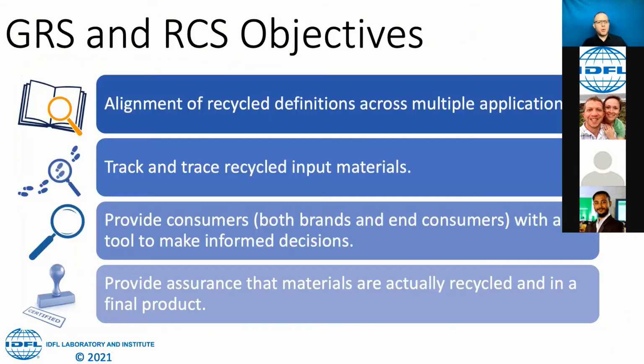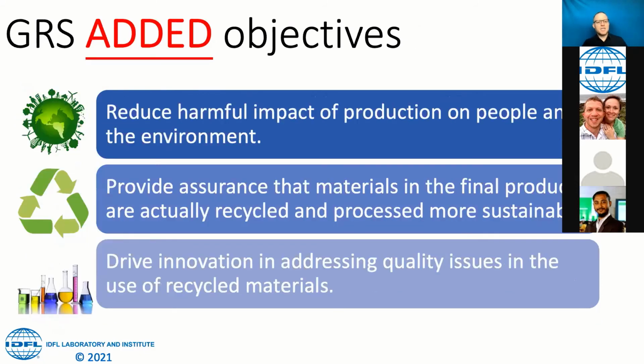The GRS and RCS both have the same objectives: to align the definitions across the multiple applications, track and trace the materials, provide consumers with a tool to make informed decisions, and provide assurance that materials are actually part of the standard. These are GRS specific issues: to reduce the harmful impact of production on people and the environment, that's the social aspect. And then there's also providing assurance that materials in the final product are actually recycled and processed more sustainably. And last of all, drive innovation in addressing quality issues in the use of recycled materials.